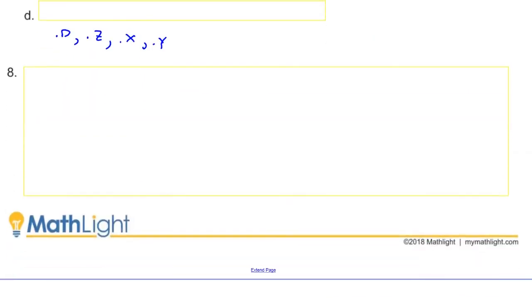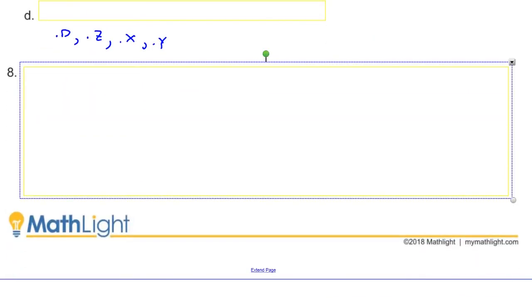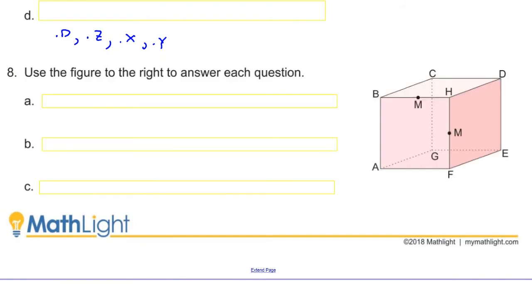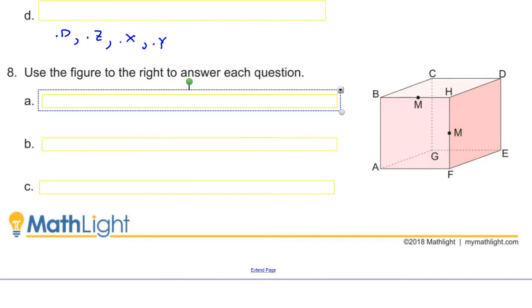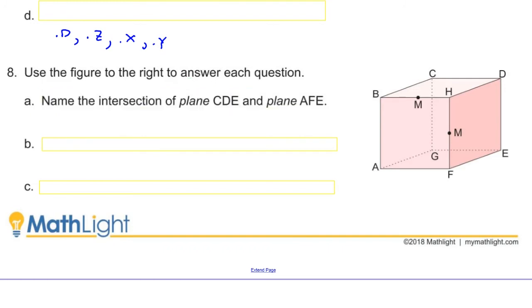Okay, last thought here. Let's look at our last thing. All right, so we're going to use the figure to the right to answer each question. Now notice we have a cube. We have a physical structure. Okay. Name the intersection of plane CDE and plane AFE.